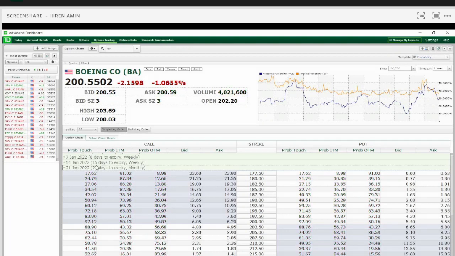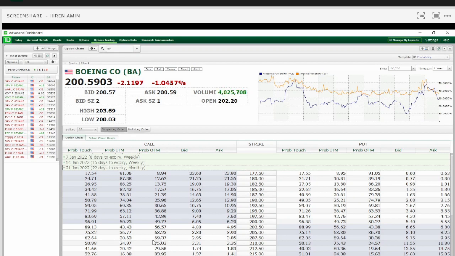Probability touching means that at any point between now and this expiry day, what is the percentage or likelihood that the stock is actually going to touch this price? And so you can see the percentages are much higher. Roughly, the probability touching is calculated as roughly double the probability in the money. Okay, so there's a 62% chance between now and expiry that this Boeing will hit 207, but there's only a 30% chance that it's going to expire in the money. Okay, so that's the difference, what this probability touching means.